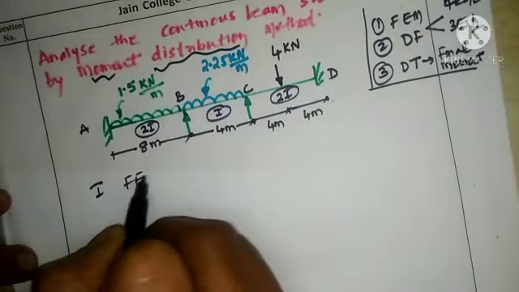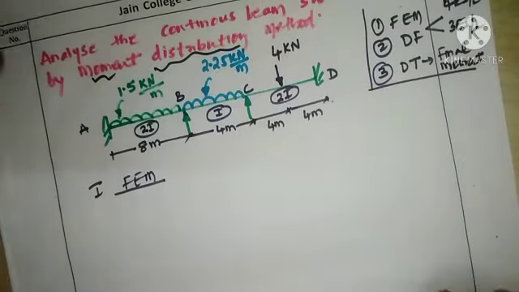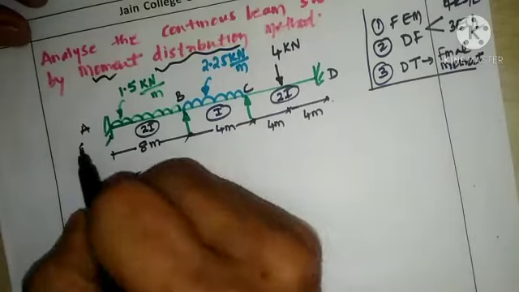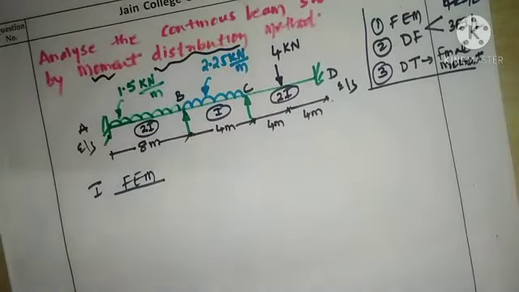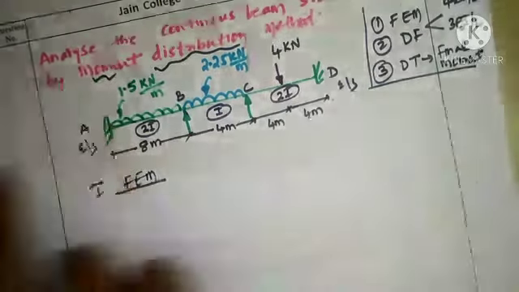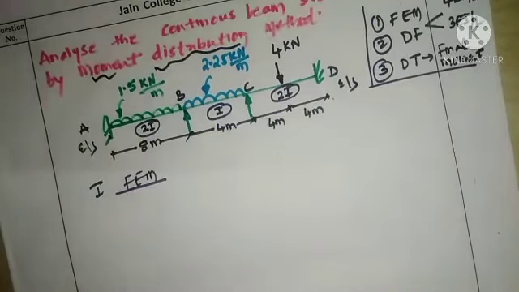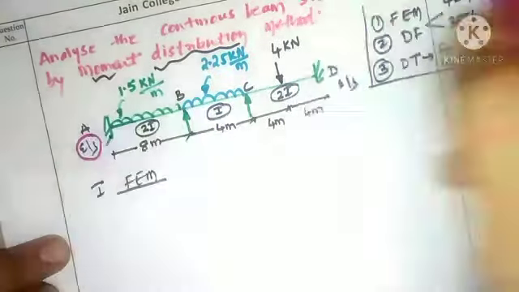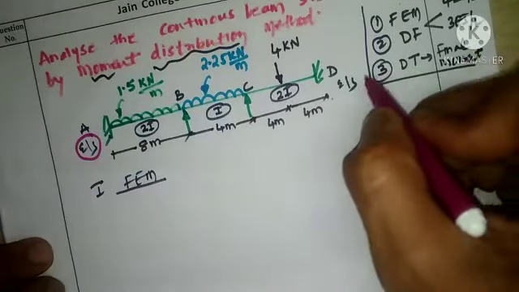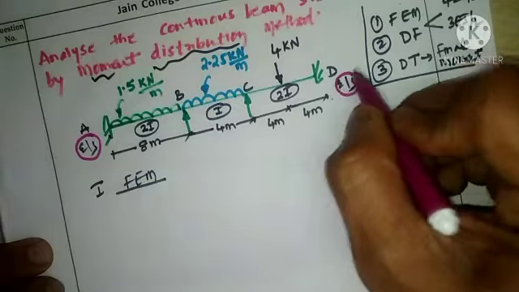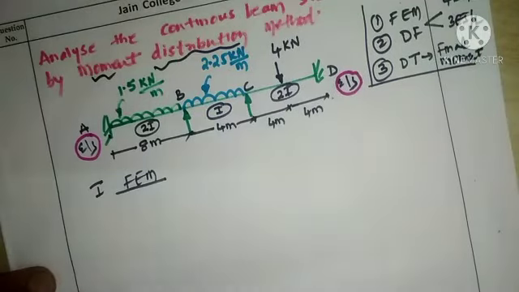For the fixed end moment, I need to consider all the intermediate supports to be rigid. Here A is an end support and likewise D is also an end support. The reason for classifying it as an end support is that beyond A towards the left-hand side you don't have any other continuity of the beam. Likewise, beyond D you don't have any continuity of the support. That's the reason why D is also classified as an end support.